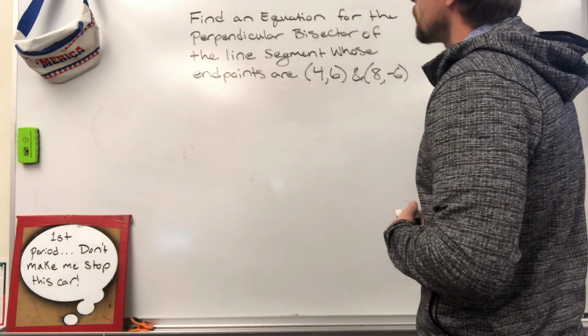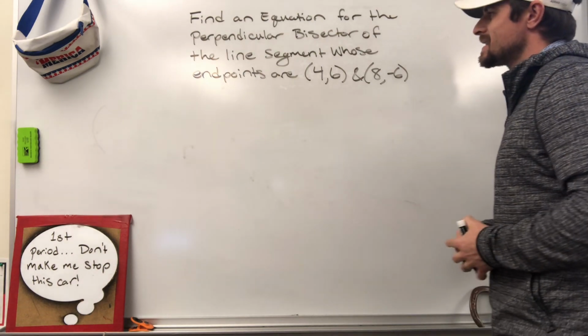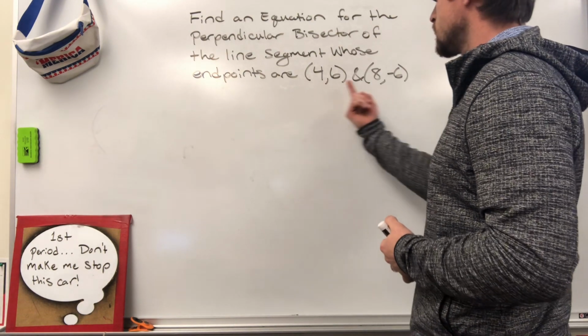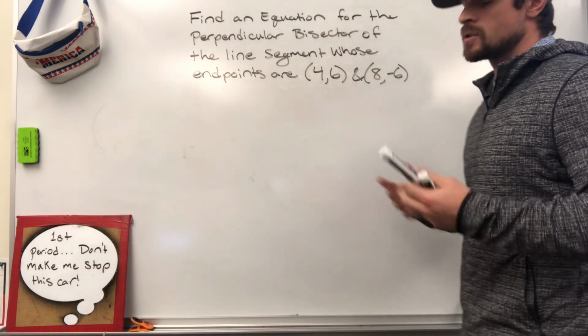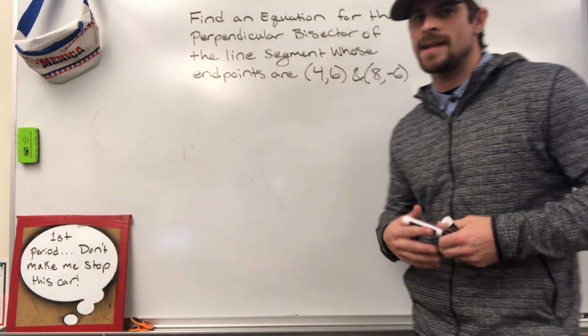Find an equation for the perpendicular bisector of a line segment whose endpoints are at (4, 6) and (8, -6). So the first thing we're going to want to do here is find the midpoint formula.